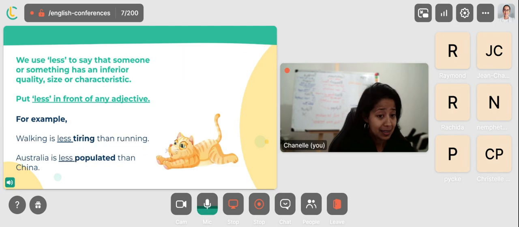We use less to say that something has an inferior quality, size, or characteristic. And we put less in front of an adjective. For example, walking is less tiring than running. Australia is less populated than China. Et en français, on utilise moins.